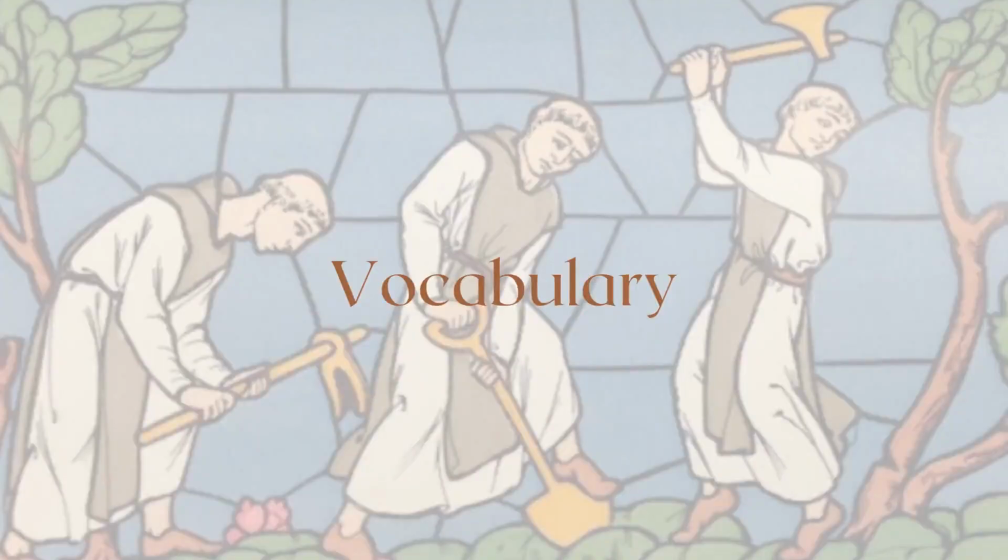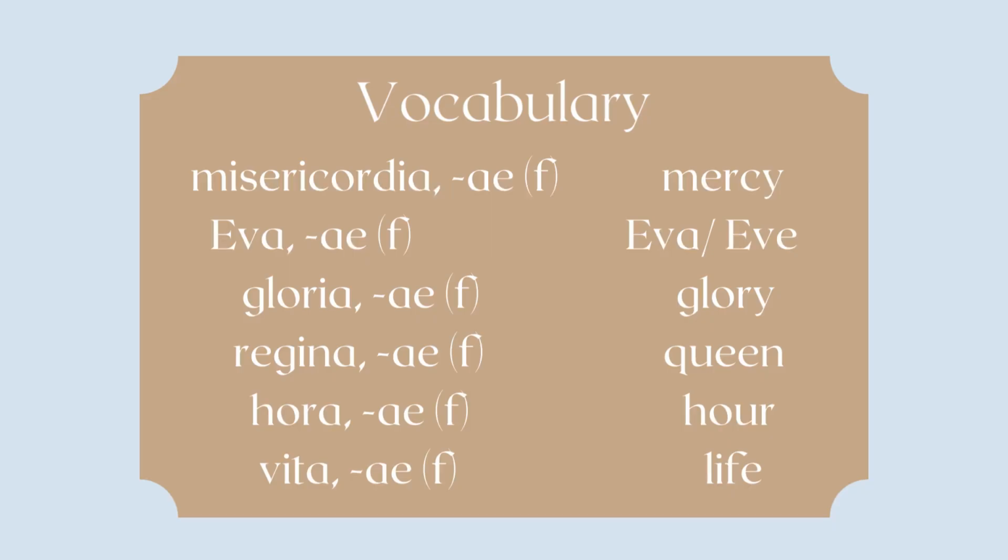Okay, on to vocabulary. Six new nouns this lesson. Misericordia, misericordiae, feminine, mercy. Eva, Eve, feminine, Eva. Gloria, gloriae, feminine, glory. Regina, reginae, feminine, queen. Ora, orae, feminine, hour. Vita, vitae, feminine, life.